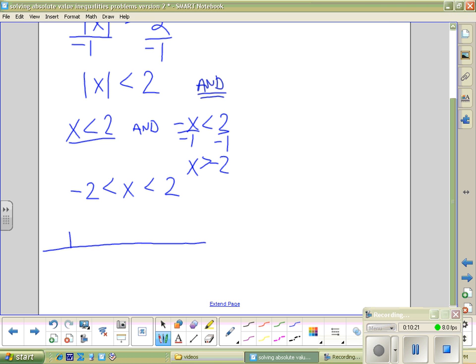So I'll just do a real rough graph. -2 is off to the left. +2 is off to the right. We're talking about less than and greater than, so we must be talking about an open circle, not a closed circle. And then I'm going to go ahead and graph right between them. And there's my solution for this particular problem.